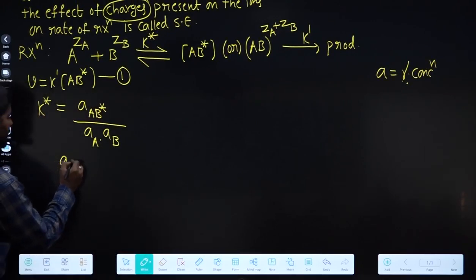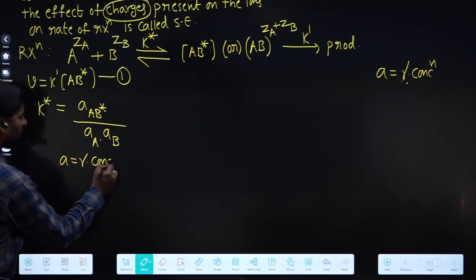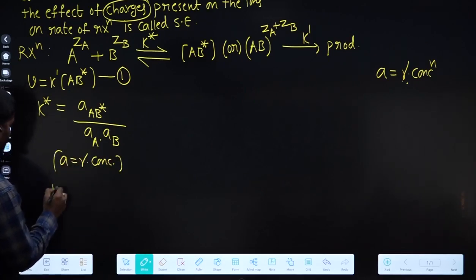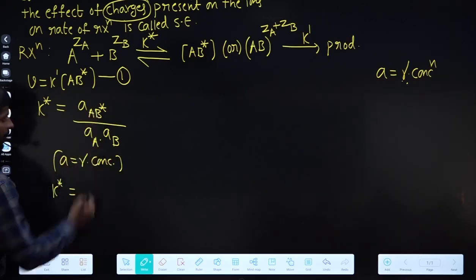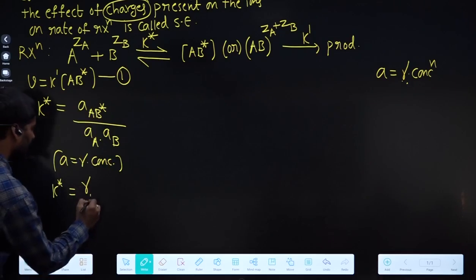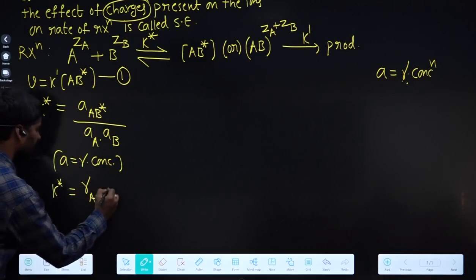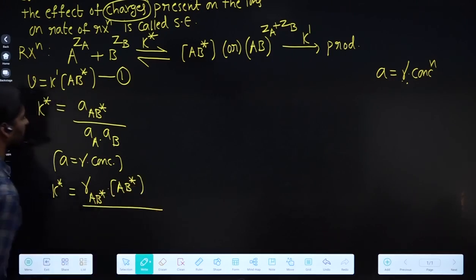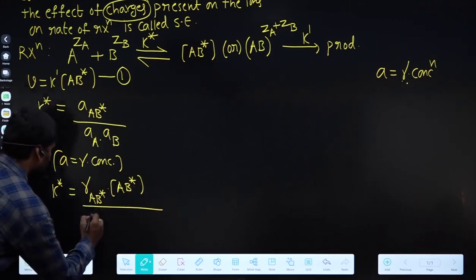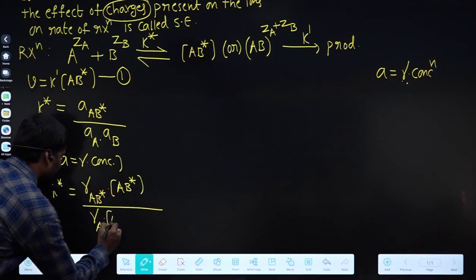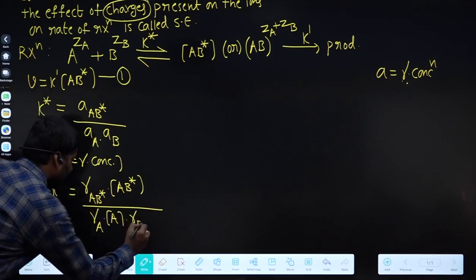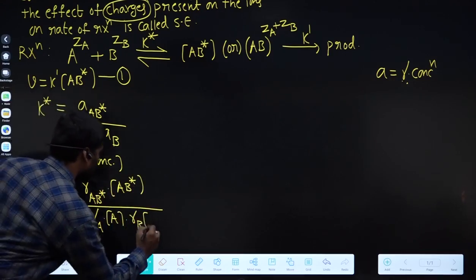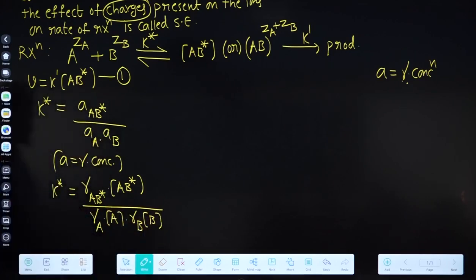Now we know activity is equal to what? Gamma into concentration. So if you apply that, activity of AB star, that is gamma AB star into concentration of AB star, by activity of A, that is gamma A into concentration of A, next gamma B into concentration of B.